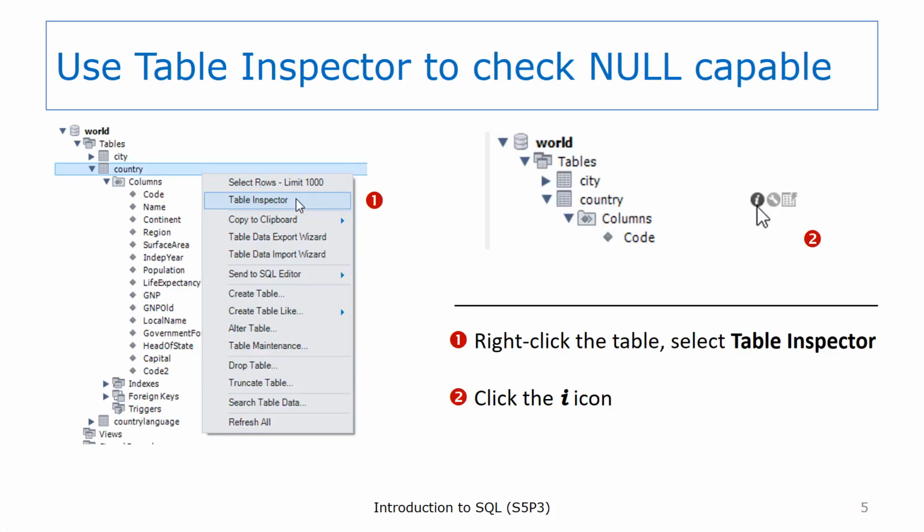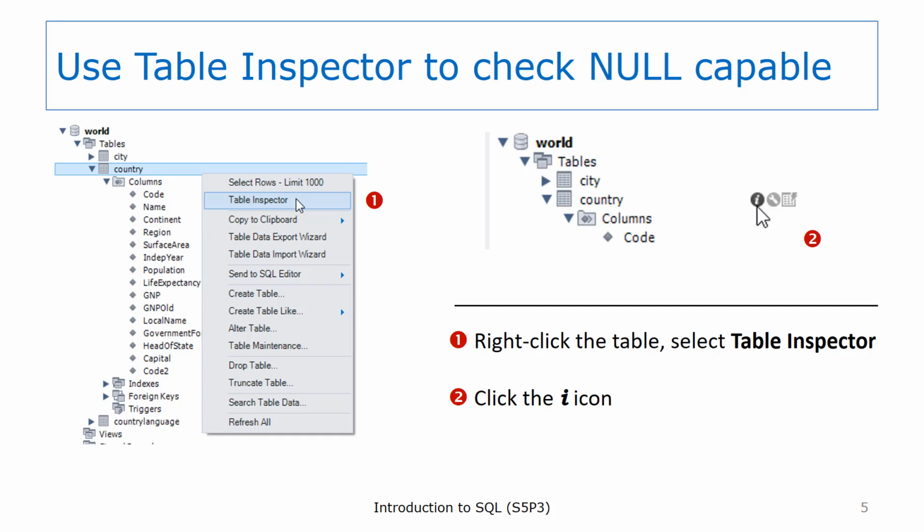Now that you've seen how to work with null-capable columns in a where clause, we'll review how you can find out if a column is defined as being null-capable. One way to check this is to use the Table Inspector feature of the workbench. To get to the Table Inspector, you can right-click the table name and click the Table Inspector item in the pop-up menu shown at item 1.